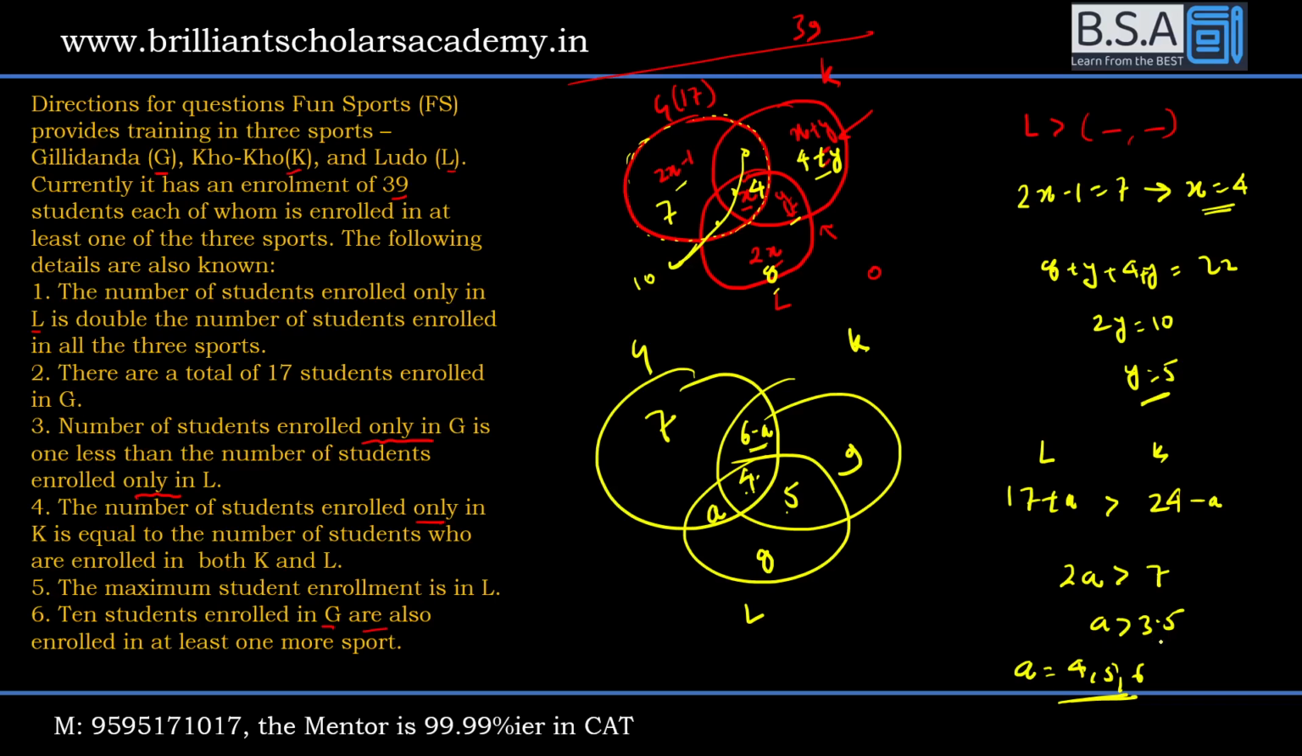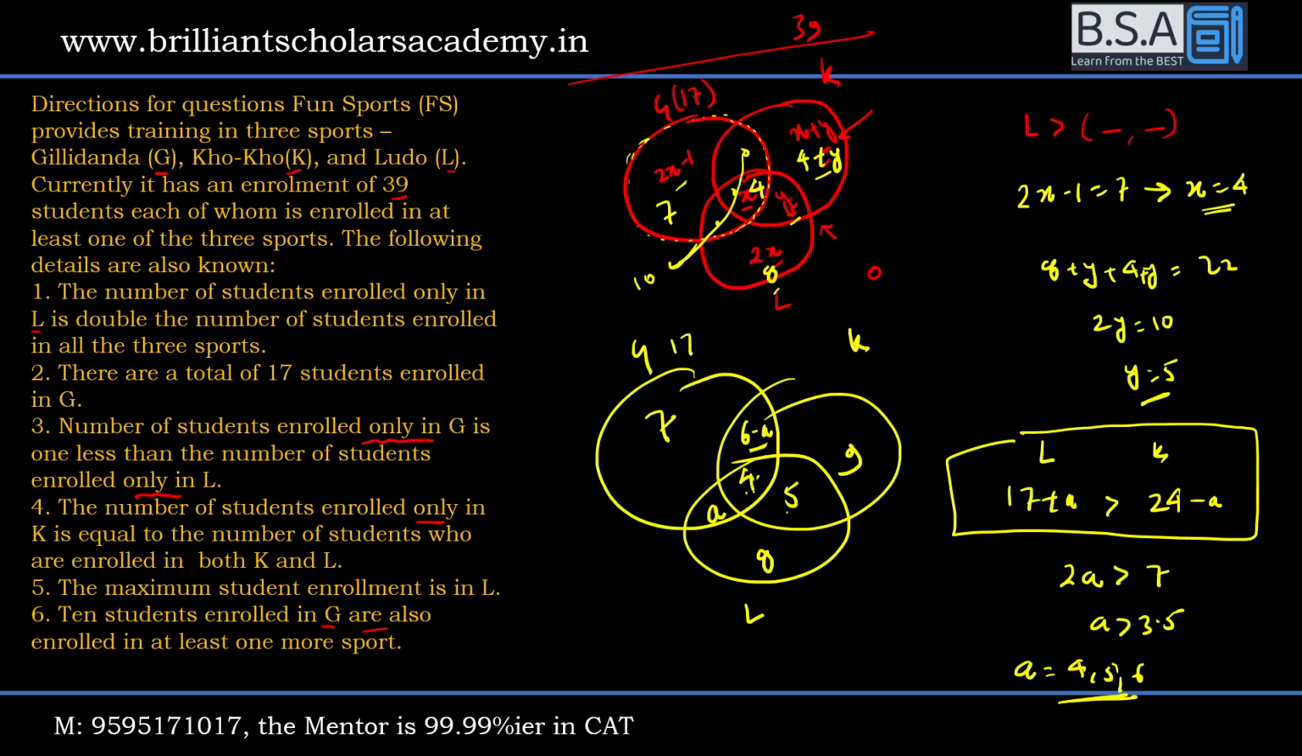Because A is more than 3.5. So the first value for A is 4. Second is 5. Third is 6. If A goes beyond 6, then this part will become negative, which is not valid. So I have taken care of Ludo being more than K.